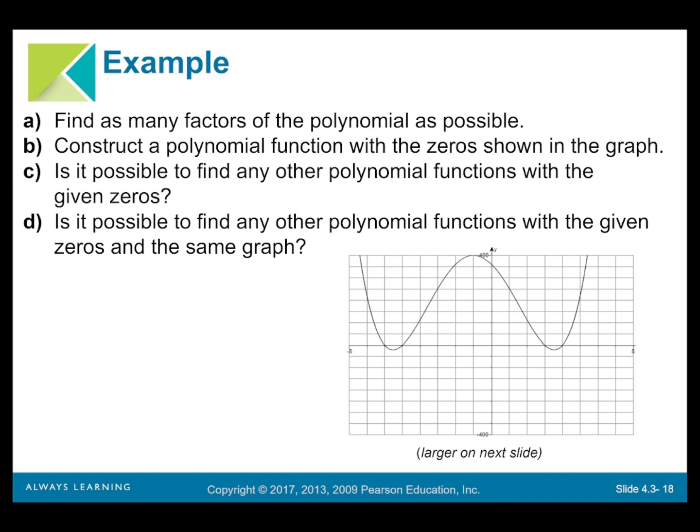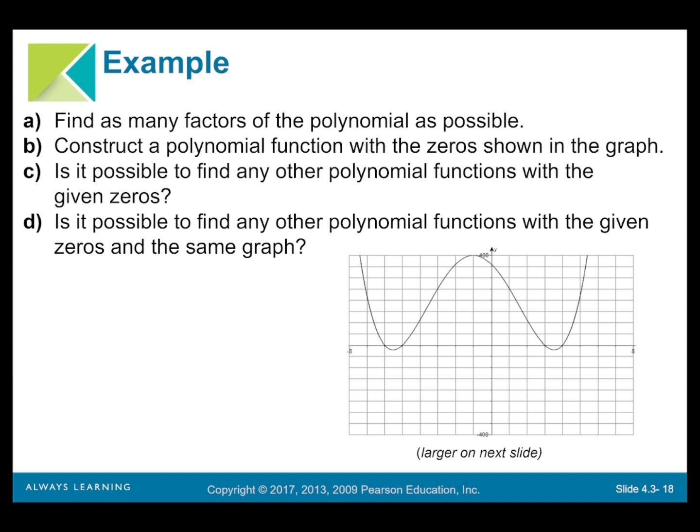And now for our last example. Here we're given a graph and we're not given the actual formula for the polynomial. We're still going to find as many factors as we can for the polynomial and construct the polynomial function with the zeros that are shown on the graph. We're going to see if it's possible to find any other polynomials with the same zeros. And then is it possible to find other polynomial functions with the given zeros and the same graph?